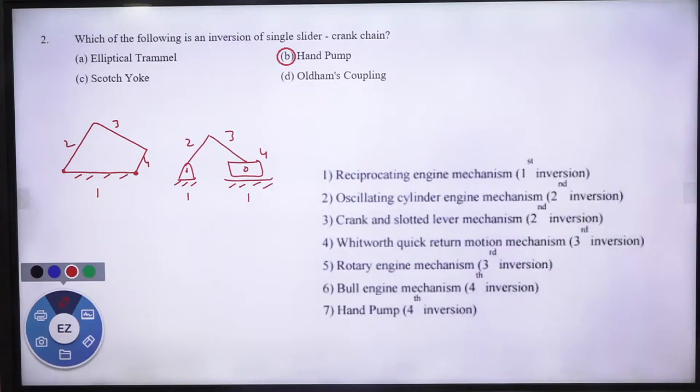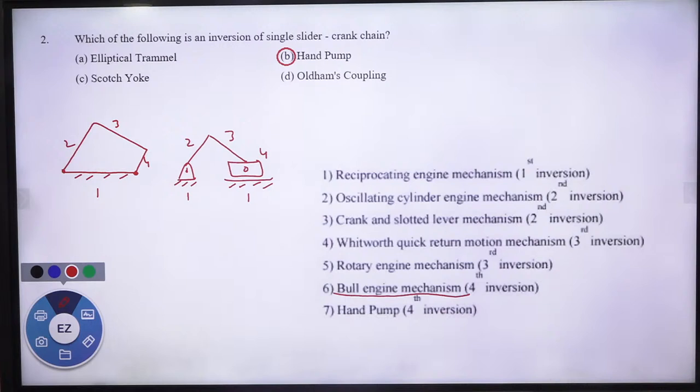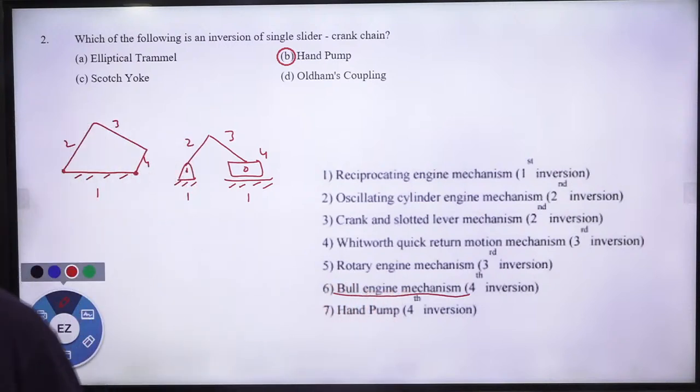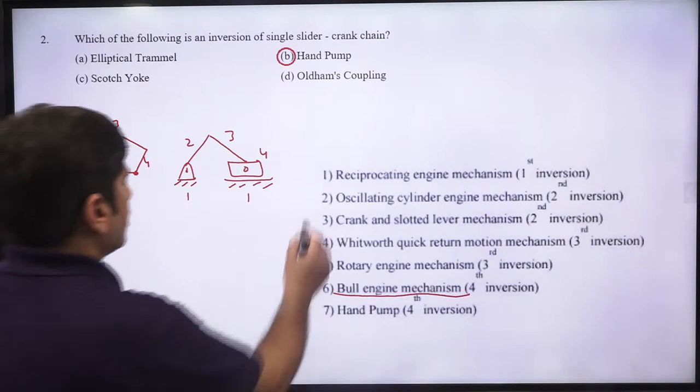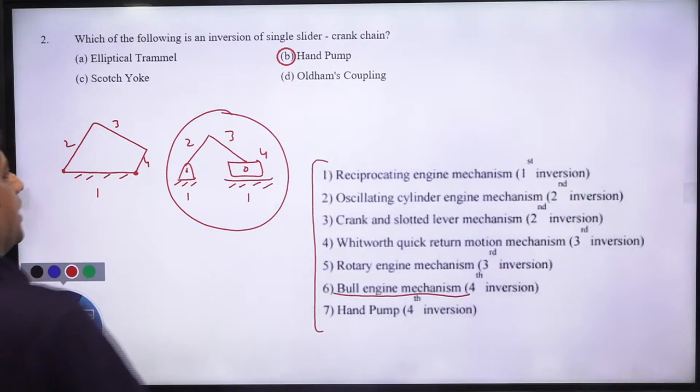And this name also you please remember now. Hand pump is the fourth inversion. And there is another fourth inversion, that is the bull engine mechanism. That is the bull engine mechanism. So this can also be asked in a question. So keep noting this down. This is the bull engine mechanism. So these are all the inversions of the single slider crank mechanism.